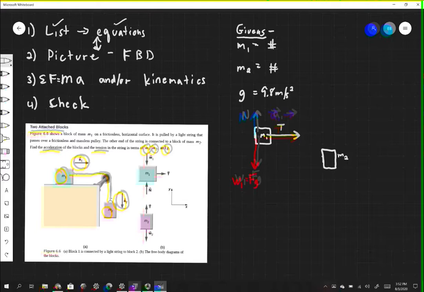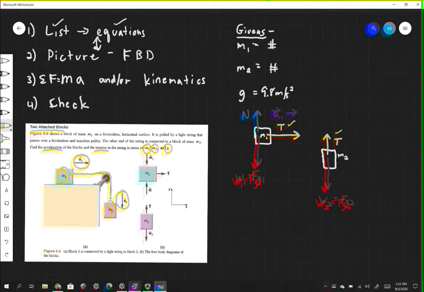It's got the force of gravity pulling it down. Right, so we've got that arrow yanking it down. W2, the weight of the second block, also equal to the force of gravity of block 2. Then we also have this rope that's pulling it up. That rope is going to be tension. It's the same exact rope as the one that's on block number 1. So that tension on block number 1 is going to be the same as the tension on block number 2.